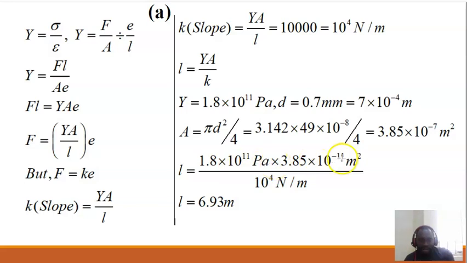Now compute the length. 1.8 times 10 to the 11 times 3.85 times 10 to the power... Oh, sorry, this should be minus 7. So minus 7 here with the 4 here, that would make it a minus 11 together. So at the end of the day, you have your length to be equal to 6.93 meters. So this is a mistake. It's raised to minus 7. So that's just it. You get 6.93 meters.